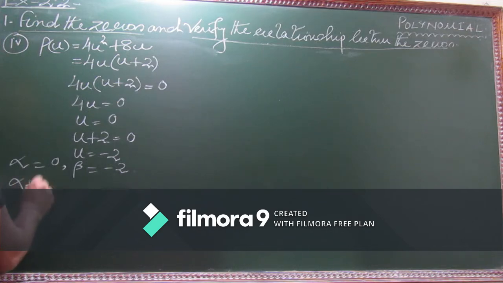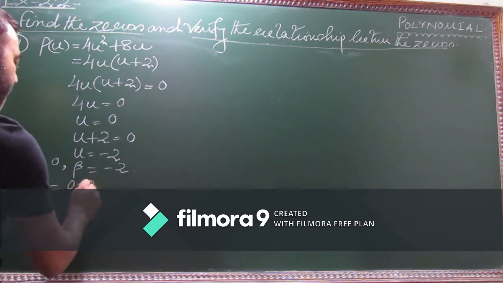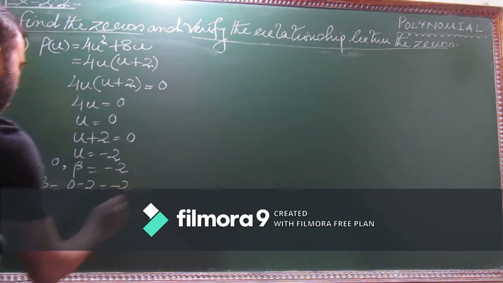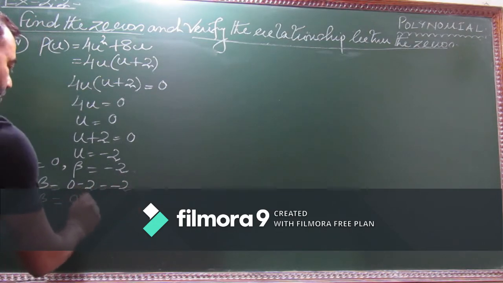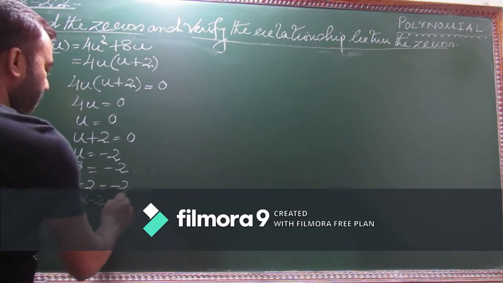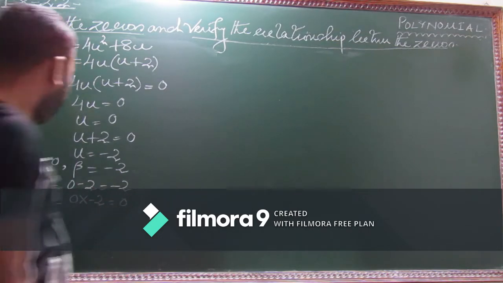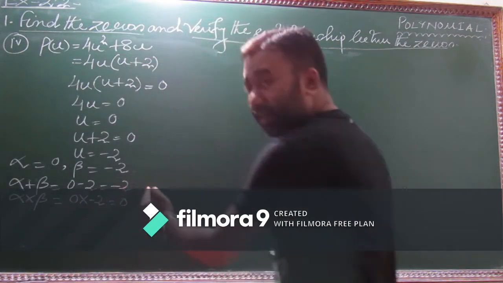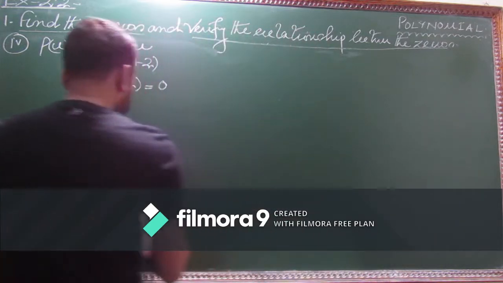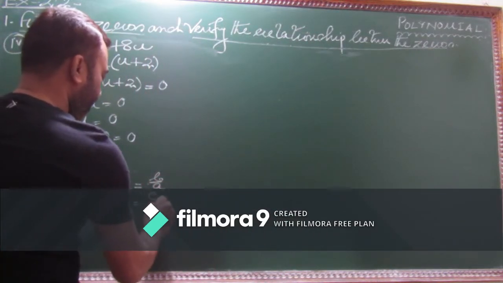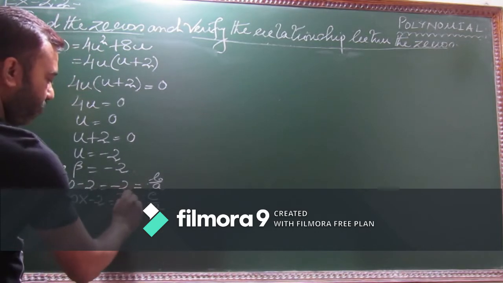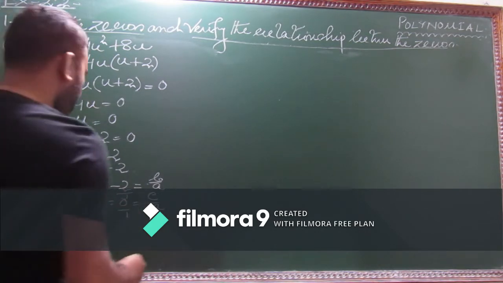Now alpha plus beta is equal to what? 0 minus 2 is equal to minus 2. And alpha into beta is equal to what? 0 into minus 2 is equal to 0. Now you know that alpha plus beta is equal to minus b by a. So this is b by a and this is c by a. So nothing is there means 1 and 1. So what is the value of a?